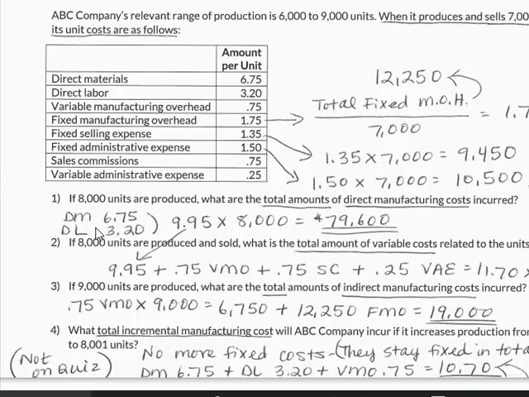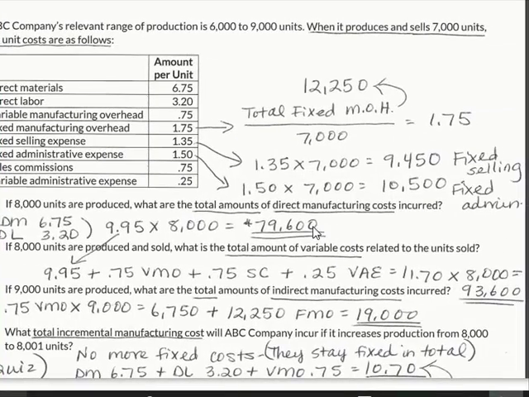Therefore, we're only going to include direct materials and direct labor, and those are variable costs. We're going to use more direct materials and use more direct labor if we make more units of product. And since variable costs are fixed per unit, we can add these together to get $995 total, and then multiply by 8,000 units, the total number we're assuming are being produced. This answer of 79,600 represents our total direct manufacturing costs at this level of production.